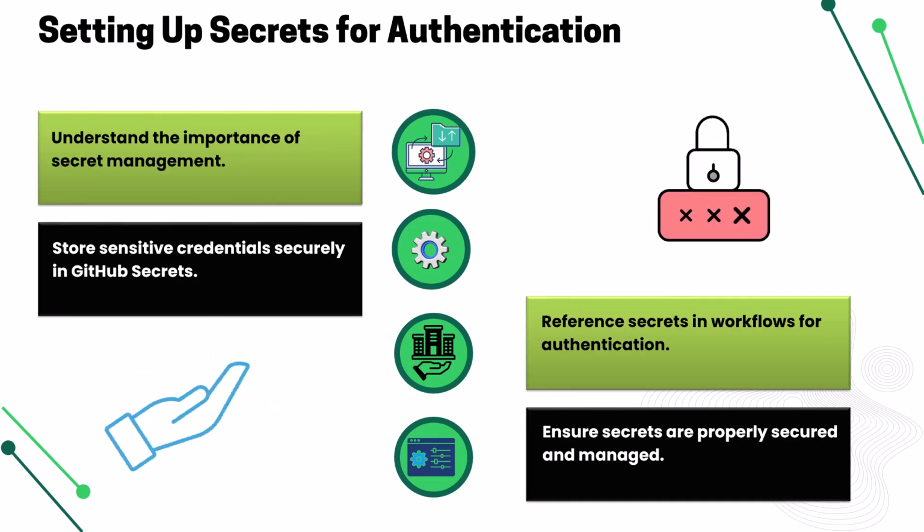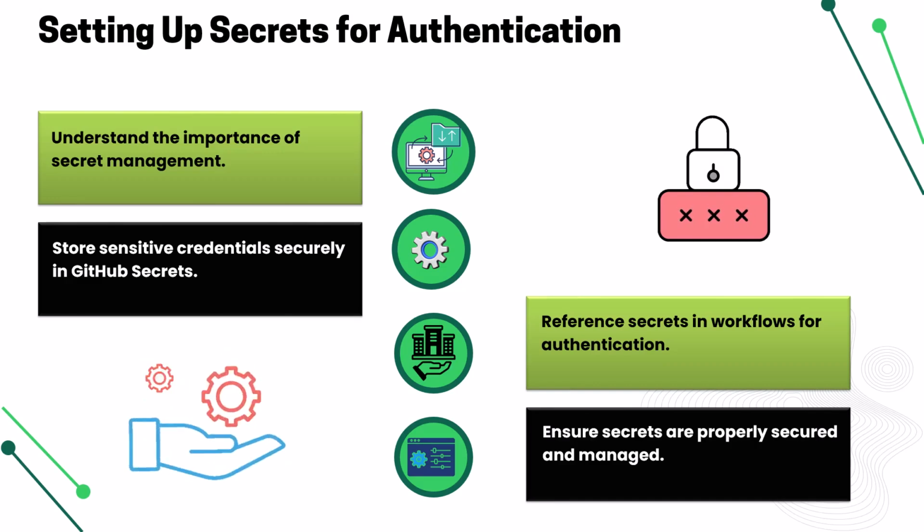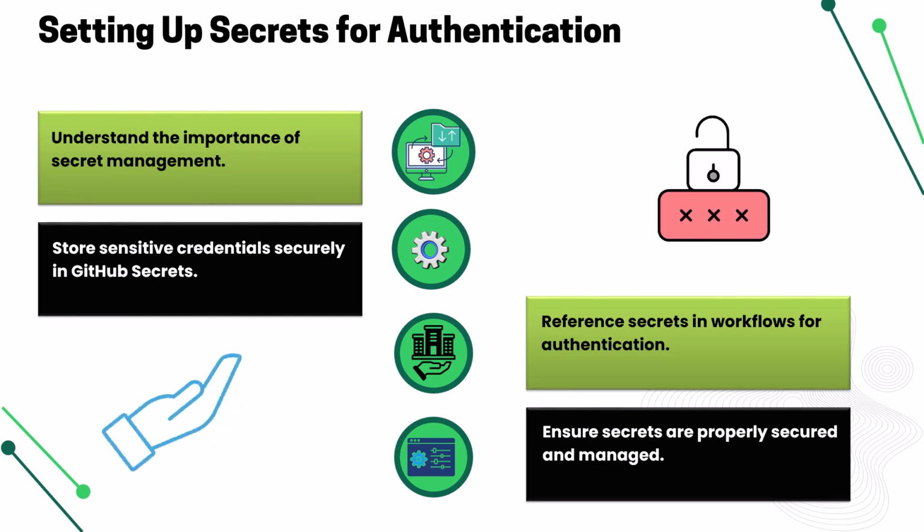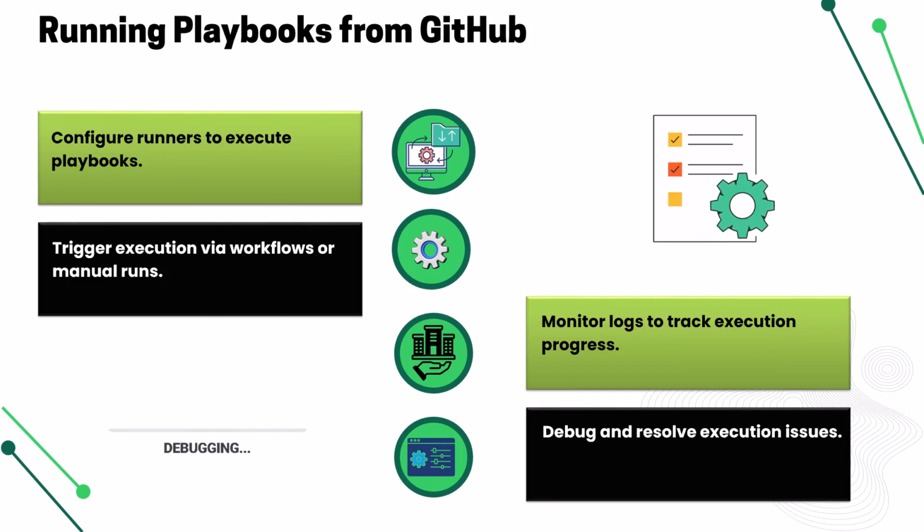Secrets, not the gossip kind, but the ones that keep our deployments safe. Exposing credentials is a disaster waiting to happen. We tuck them away in GitHub secrets, reference them securely, and double-check security measures, because nothing ruins a day like leaked credentials. Time to make magic happen.